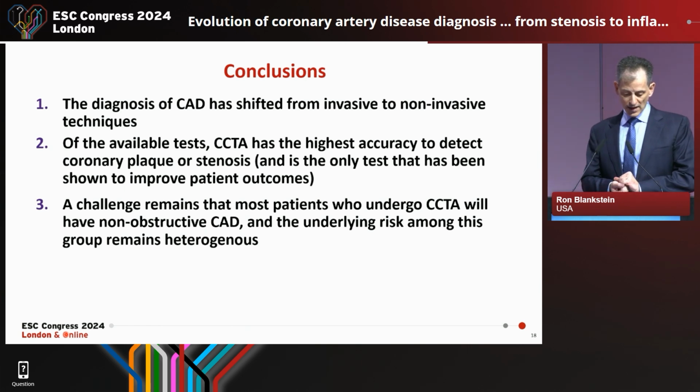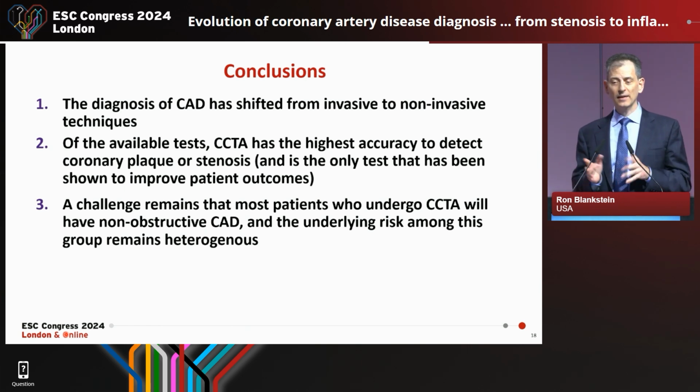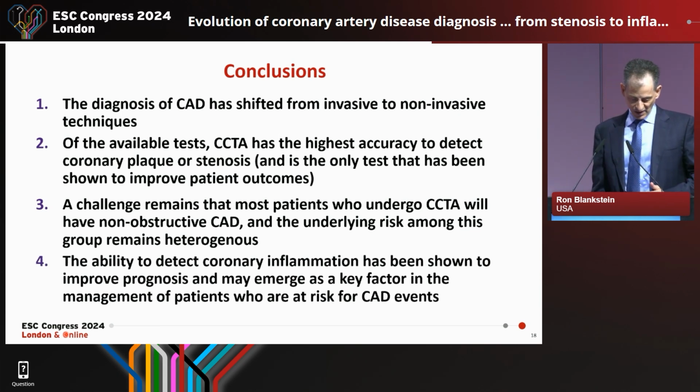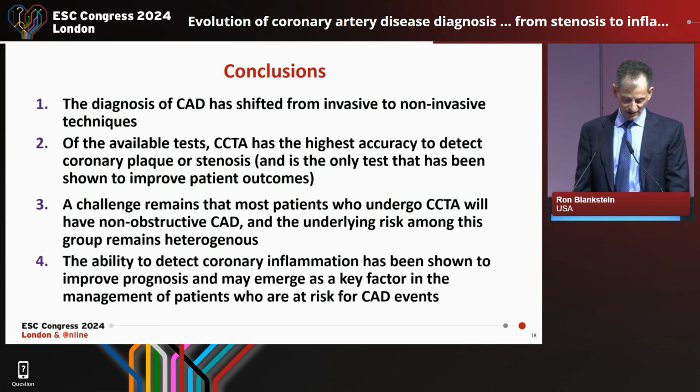And the underlying risk among this group is highly heterogeneous. Given that, the ability to detect inflammation has been shown to improve prognosis and may emerge as a key factor in how we manage patients who are at risk for coronary artery disease events.